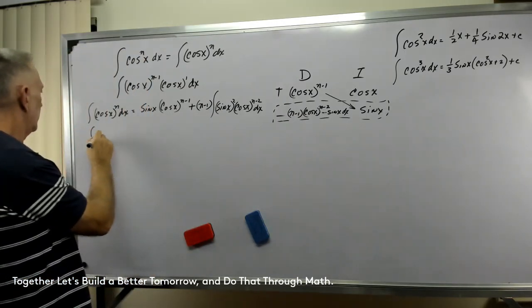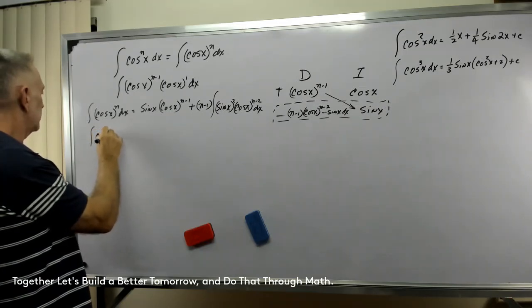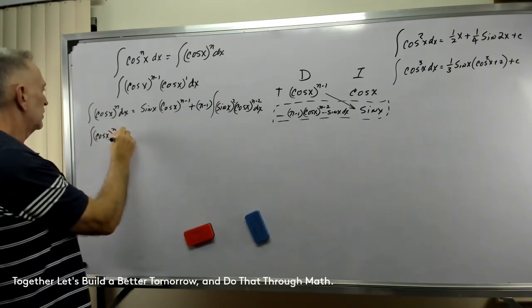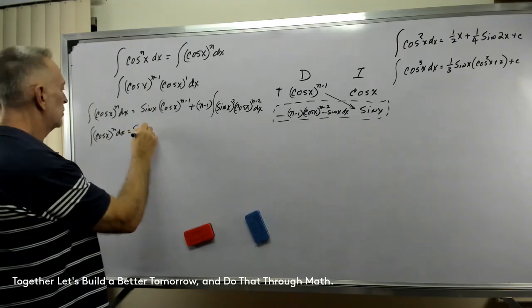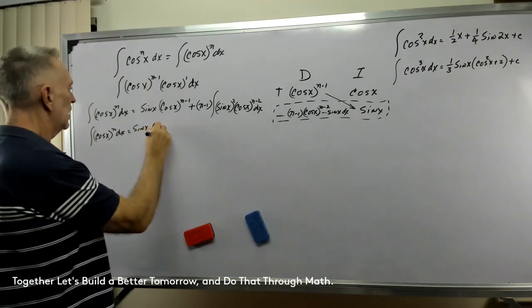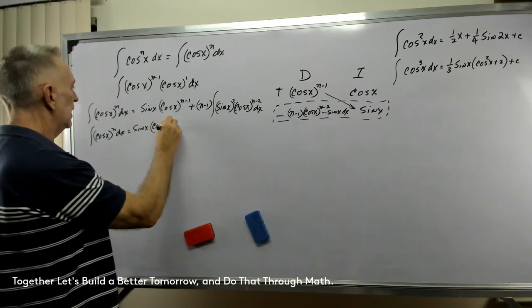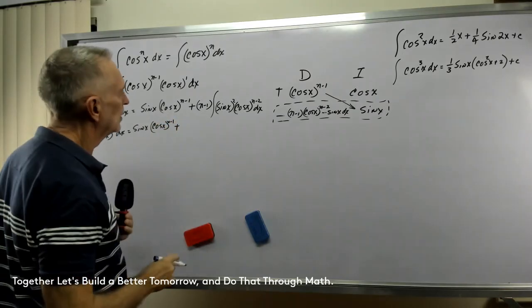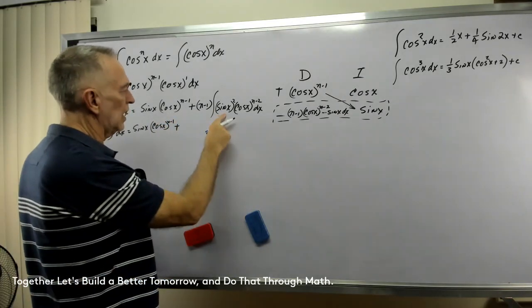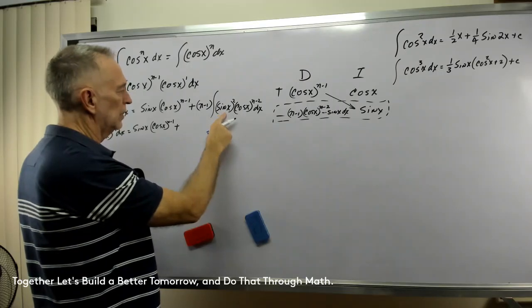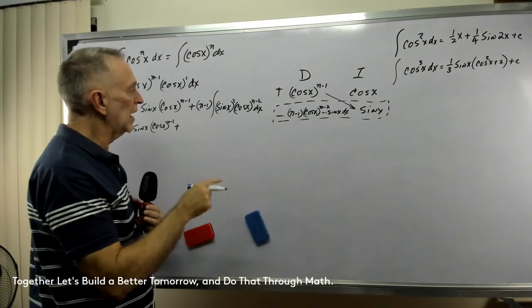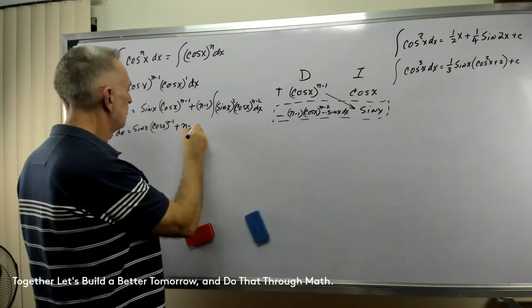All right, so what do we have here? The integral of cosine x to the n dx equals sine x cosine x to the n minus 1 plus, I'm going to take this sine squared x and make that 1 minus cosine squared.